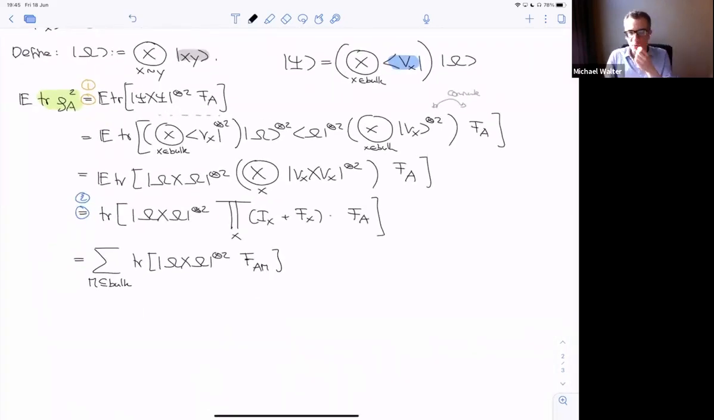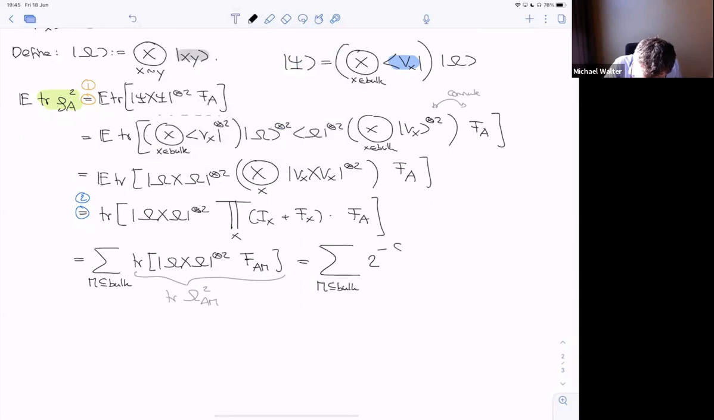Now, who has a hunch what the summand is equal to? We just use the replica trick in reverse. We have two copies of a quantum state and a swap operator on some part of it. That's exactly the same as trace omega AM squared, which is 2 to the minus the Rényi-2 entropy. So we have a sum over all subsets M of the bulk of 2 to the minus the Rényi-2 entropy of subsystem AM in this state omega, the state that just consists of Bell pairs, maximally entangled states, one for each edge of the graph.